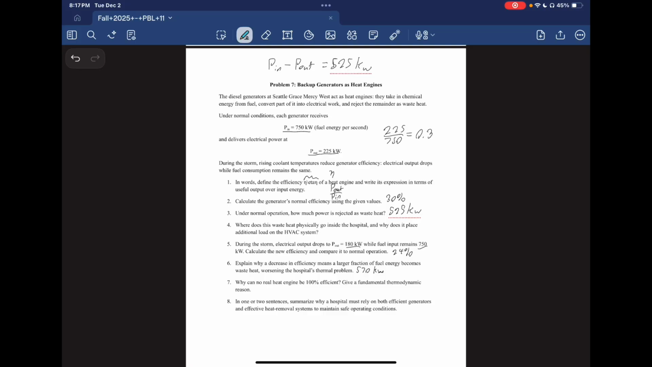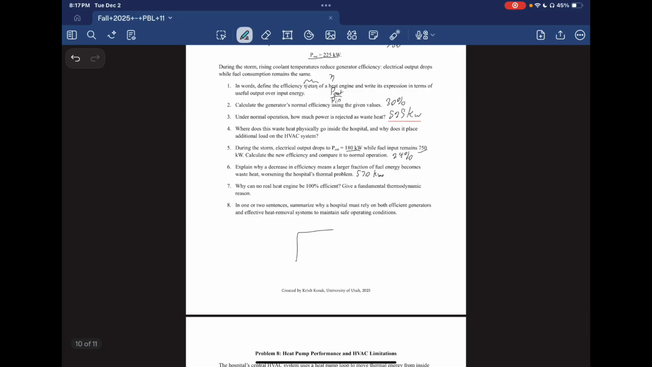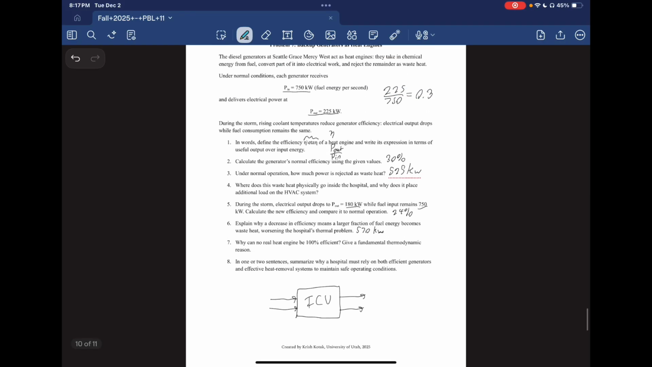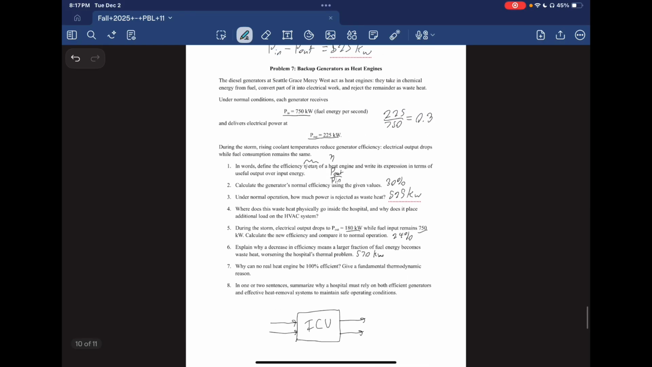And then why must a hospital rely on both efficient generators and efficient heat removal systems? I feel like that's relatively obvious just from the numbers we have crunched. In our box example earlier, when we drew it with this being the ICU, efficient energy generators would be like two arrows coming in and two arrows coming out, so that the overall temperature in the ICU just remains the same.